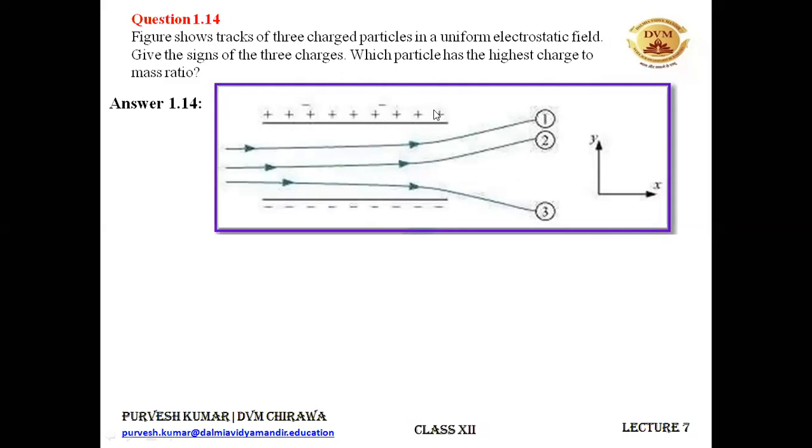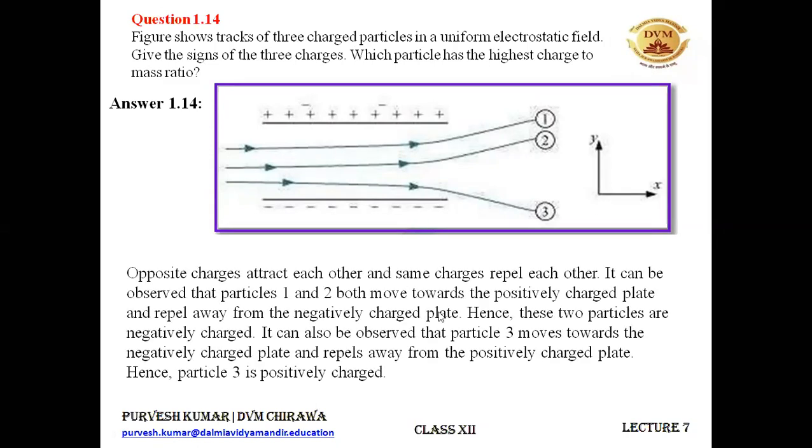This is the positive side of the electric field. It is the negative side of the electric field, and these charges are traveling through the electric field. So what happens? The charges which are moving towards the positive side, naturally they will be the negative charges, and the charges which are moving towards the negative side of the electric field, they are the positive charge. So the signs of charge 1 and 2 will be negative, and the sign of charge 3 will be positive. So this is the explanation.